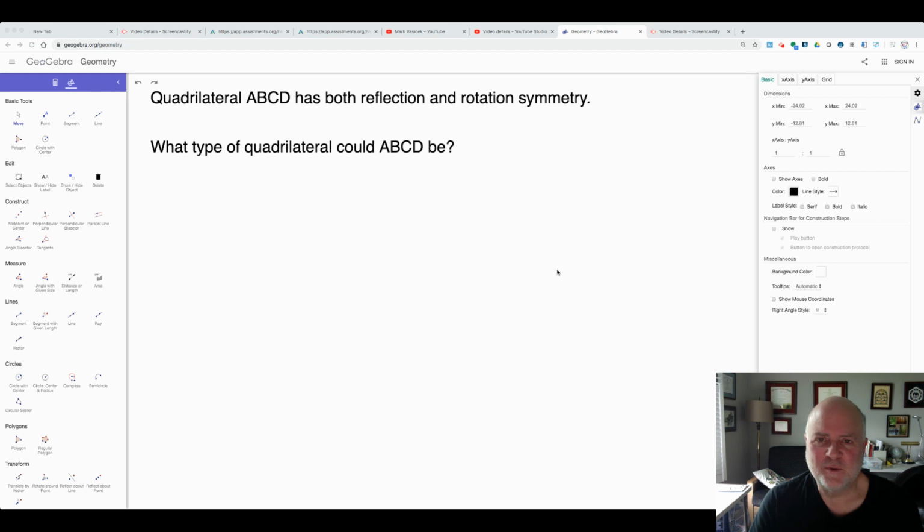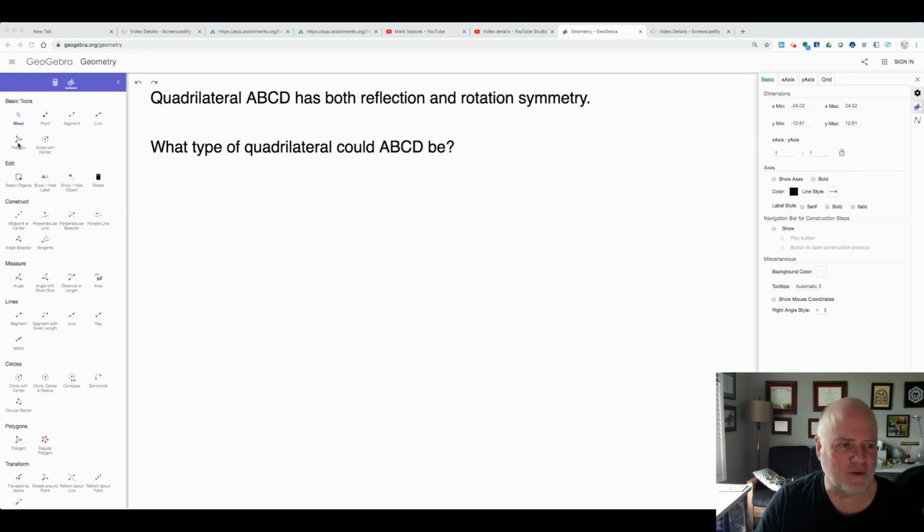Hi, it's Mr. V with Illustrative Math, Geometry, the cool down of lesson 16, which is More Symmetry. The question is, quadrilateral ABCD has both reflection and rotational symmetry. What type of quadrilateral could it be? We're going to look at this and see if we can come up with an answer.